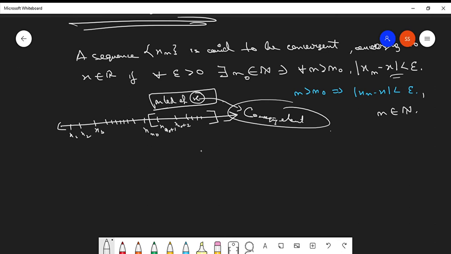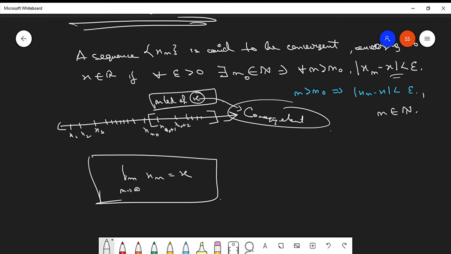Now this definition is what we usually write as the limit as n tends to infinity of xn equals x. Got it? The limit as n tends to infinity of xn, that is the nth element of the sequence, if that equals x, then we say that the limit of the sequence is x, and this limit of the sequence is the element to which it converges. This is all called the limit of a sequence, to which the particular sequence converges as n tends to infinity. Clear?